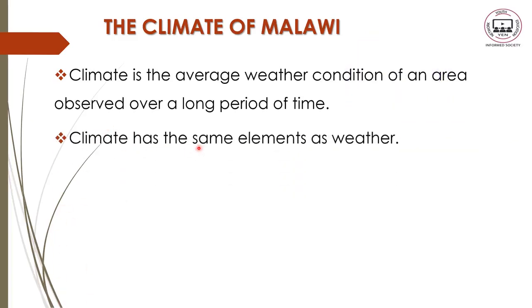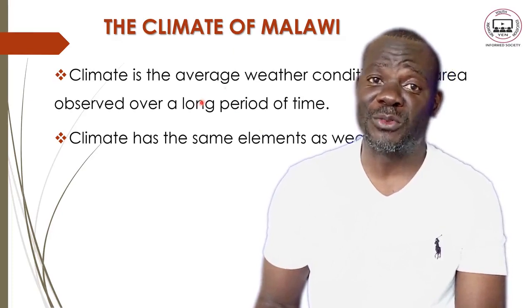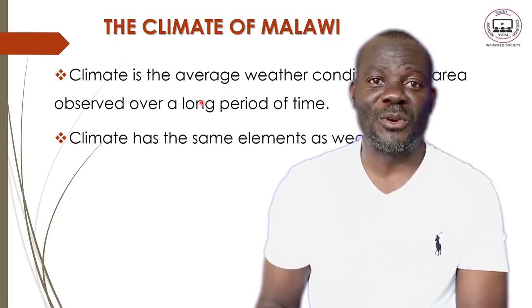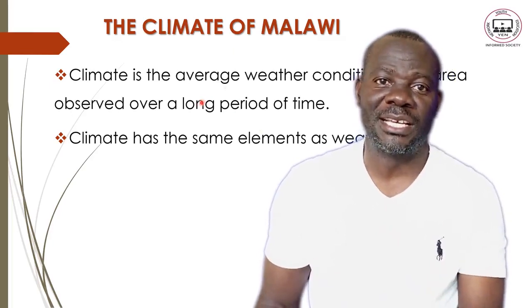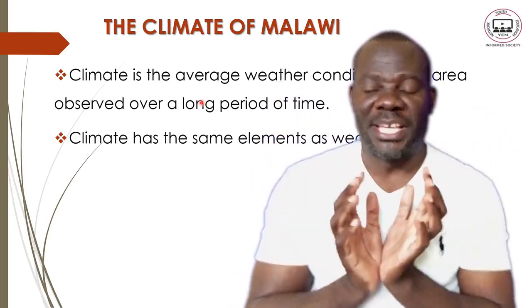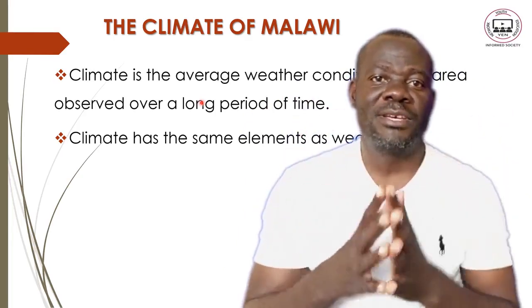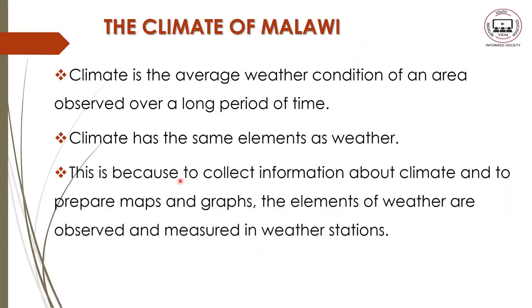So climate has the same elements as weather. Remember, we are being reminded of the elements of weather, the temperature, the humidity, the clouds, all those things that make up the weather. They are also the same elements that describe the climate. This is because, to collect information about climate and to prepare maps and graphs, the elements of weather are observed and measured in weather stations.